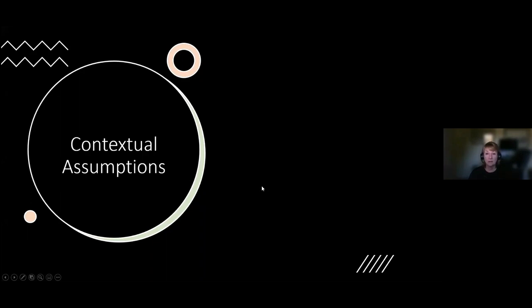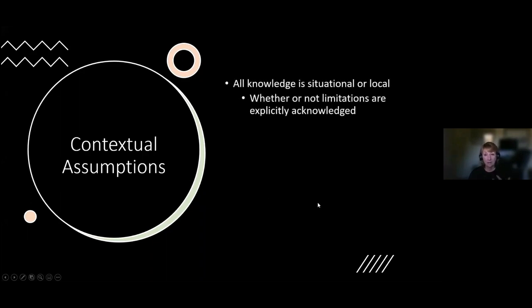Contextual assumptions, on the other hand, there you're looking at context. So all knowledge comes from specific situations, or so it's local to some extent. Now, whether or not you acknowledge those limitations, they still exist. This is also important. Both types of assumptions, conceptual and contextual, are important to circle back to when you're talking about the limitations of your research and the discussion.